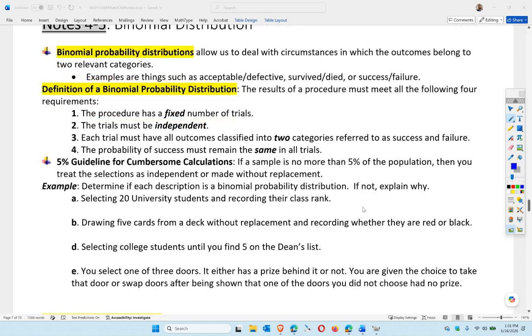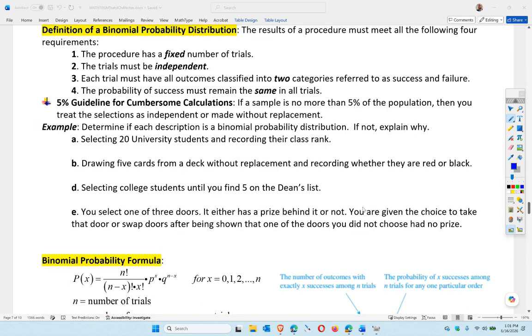Okay, so let's look at the following scenarios and let's decide if they're binomial or not. Okay, well, let's say I'm selecting 20 university students and looking at their class rank. Well, that's a problem. That's not 2 things. That's like a lot of things, isn't it? Because class rank could be anything. It could be any number in there of many people, correct?